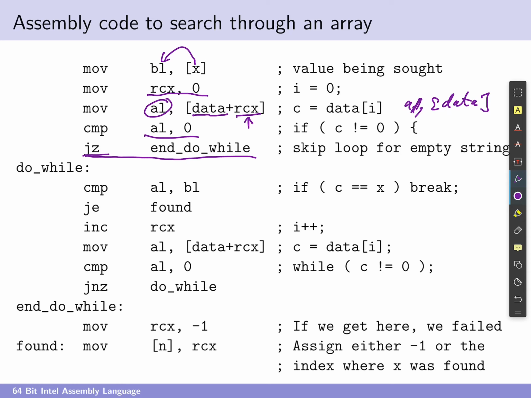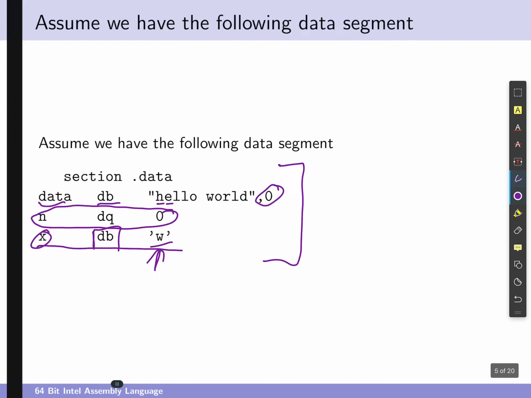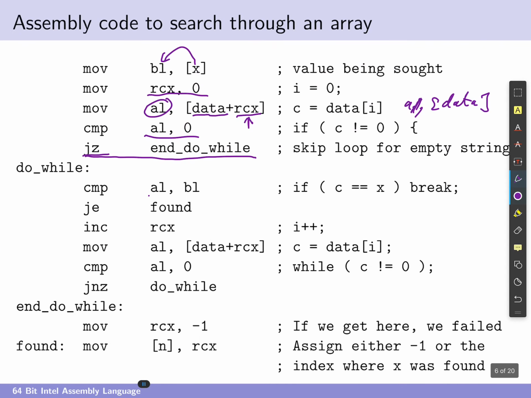We actually want to execute our loop body. So the first thing I'm going to do is basically execute this if statement that we had over here. So I'm going to compare AL, which is the current character that I'm looking at, with BL, where BL is the character I'm looking for. If they're in fact equal, I'm going to jump to found. And if that happens, I'll simply move RCX into N. Remember now, RCX didn't get changed by this instruction because we jumped over it. RCX will actually simply contain the index we're currently at, so then we'll end up storing the correct index in N.